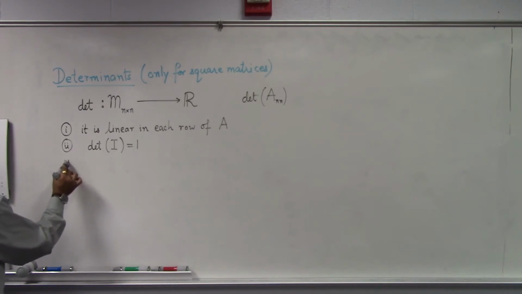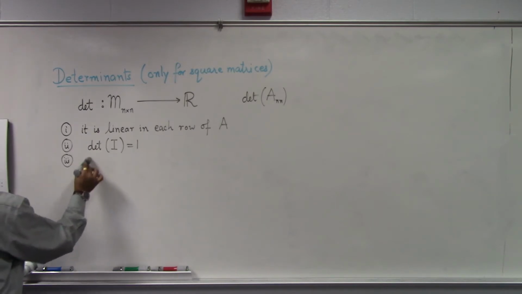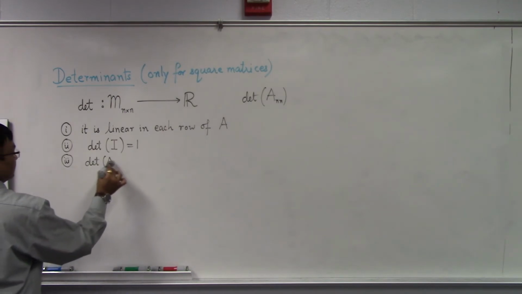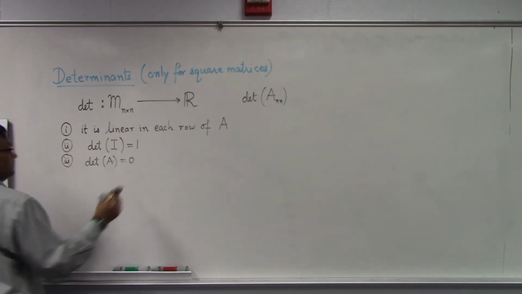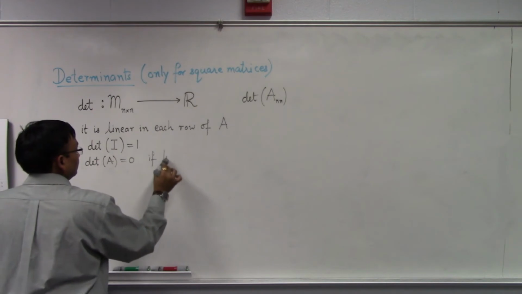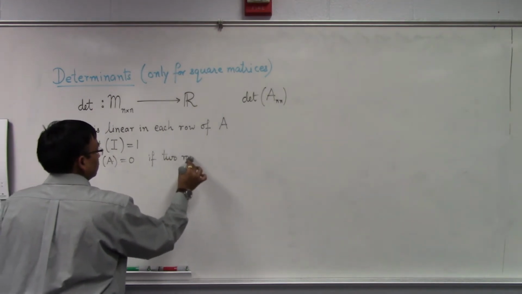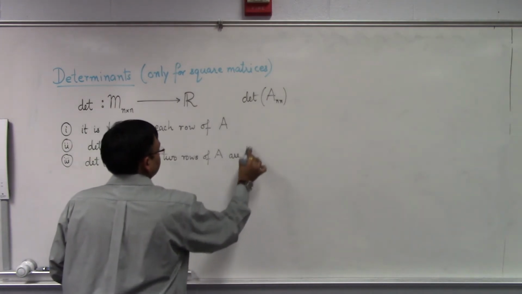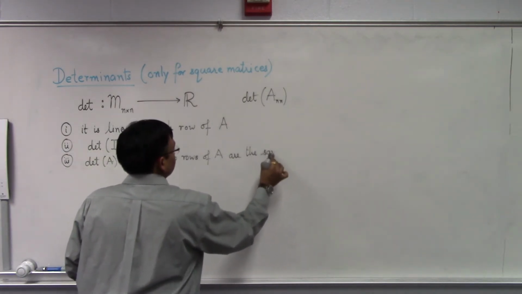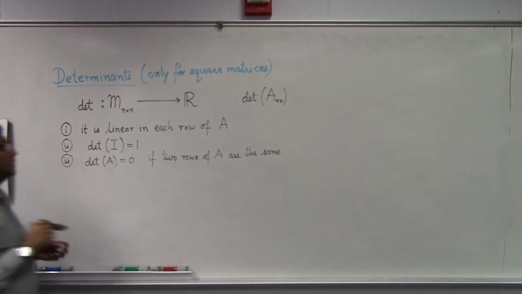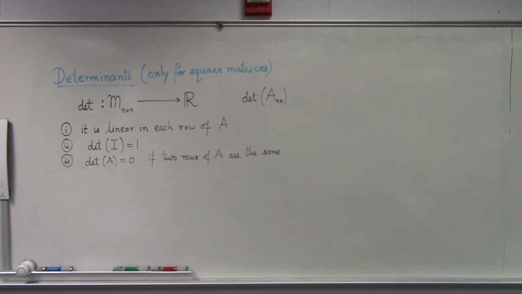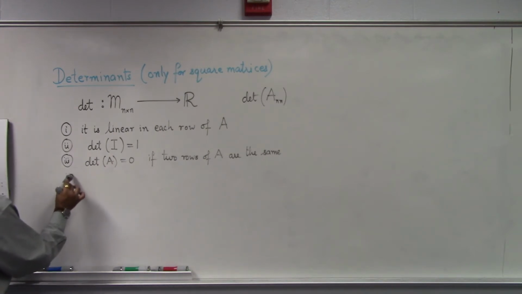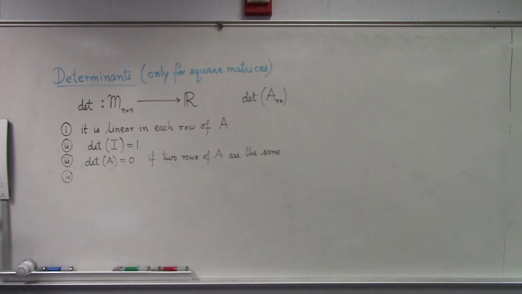And the third property it satisfies is that the determinant of my matrix is 0 if two rows of A are the same. So I want a function from my set of matrices to the set of real numbers which has all these three properties. There's a fourth property which actually is just for convenience, although it follows from the first three.